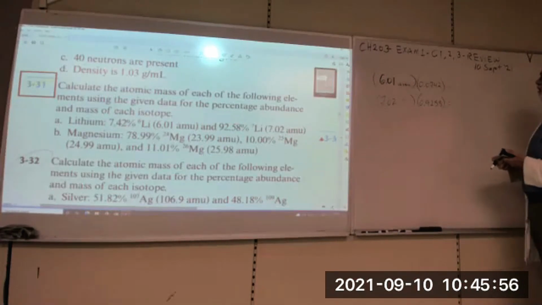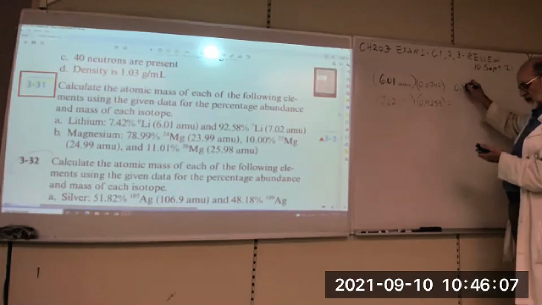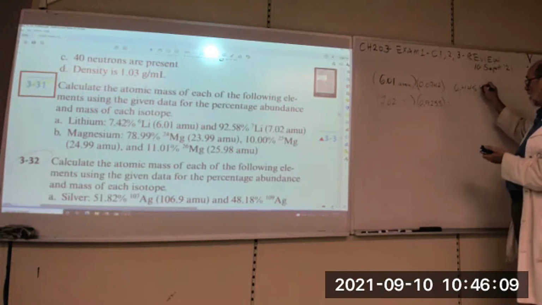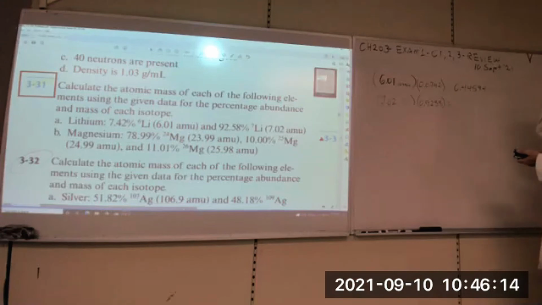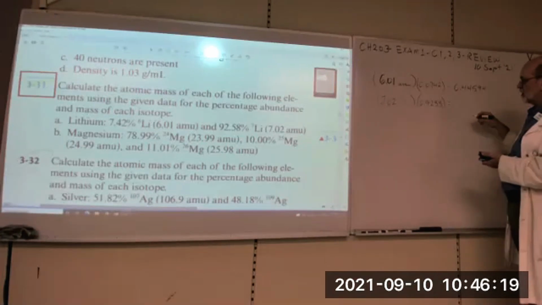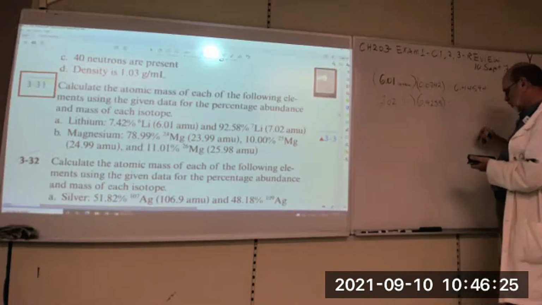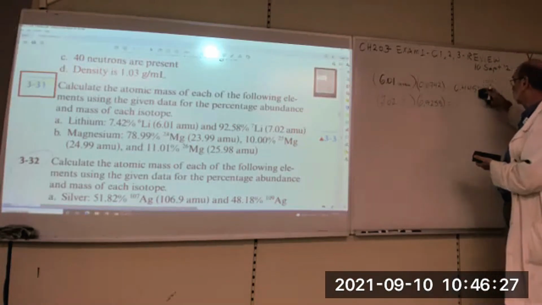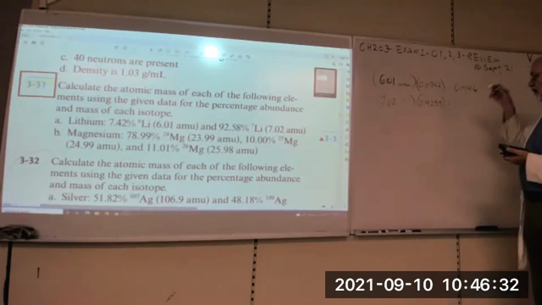There. Let's try it again. 0.0742, unless somebody beats me to it, is 0.44594. Notice I kept all my decimal places. Actually, I better not, because we got to add these together. This is going to be limited to 3, right? So it would be 4.6. There we go.